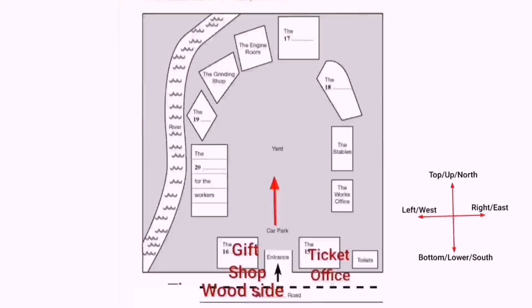Now, beyond the car park, all the buildings are arranged in a half circle with a yard in the middle. It means we have to focus on this area which is beyond the car park.